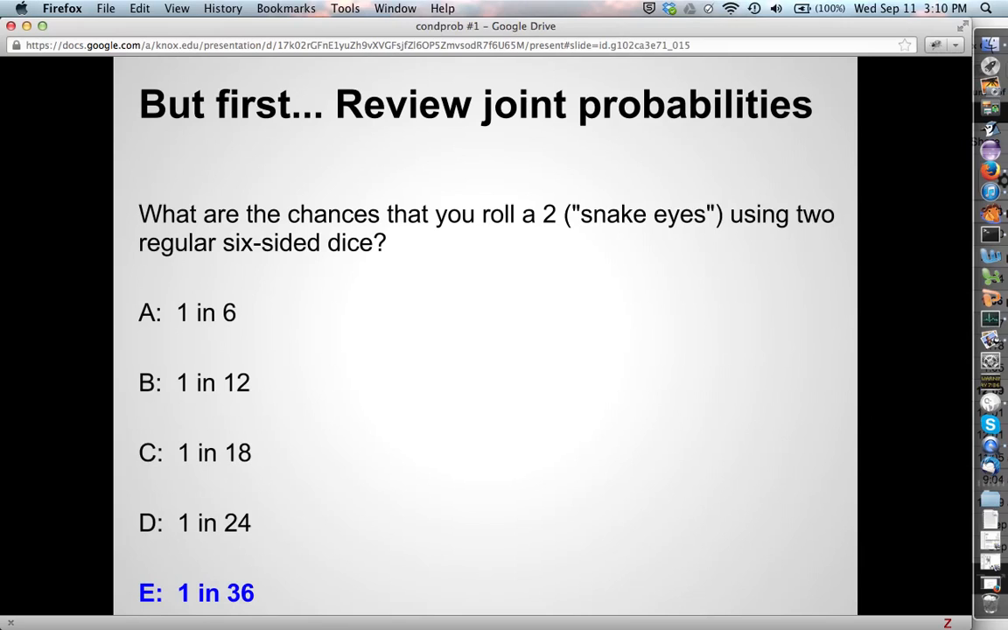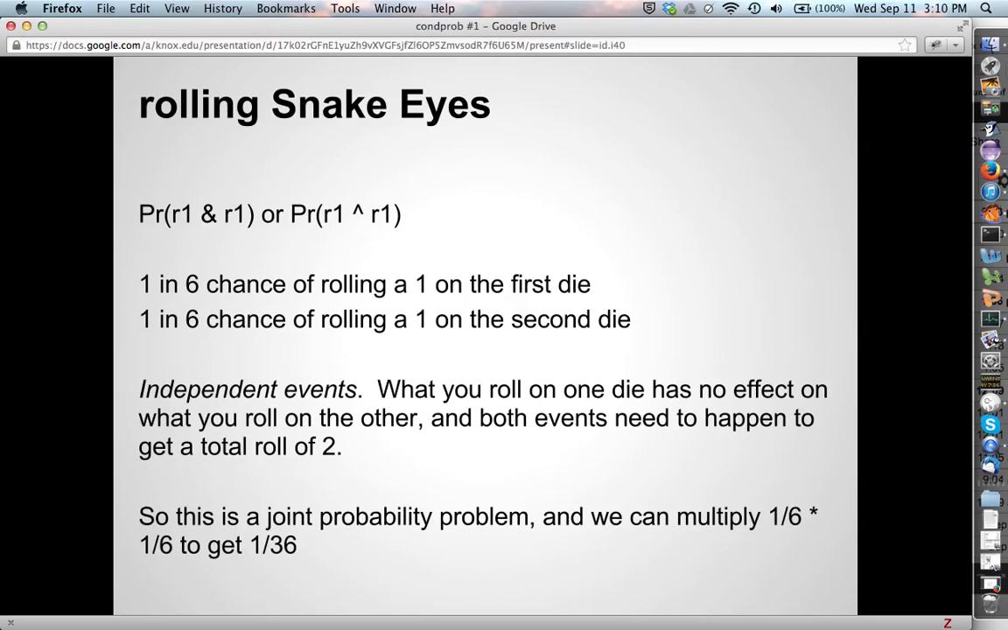So did you say 1 in 36? If you did, then you're right. It is 1 in 36, and here's why. In order to roll snake eyes, what we're saying is the probability that you roll a 1 on both dice. So we write this as the probability of rolling a 1 and rolling a 1. Sometimes you'll see it written this way, probability of rolling 1, and then using the "and" that we used from logic, and 1. Well, we know there's a 1 in 6 chance of rolling a 1 on the first die, and we know there's a 1 in 6 chance of rolling a 1 on the second die.